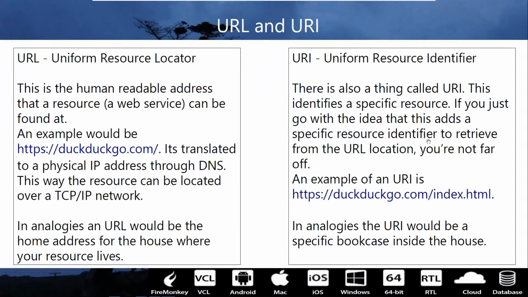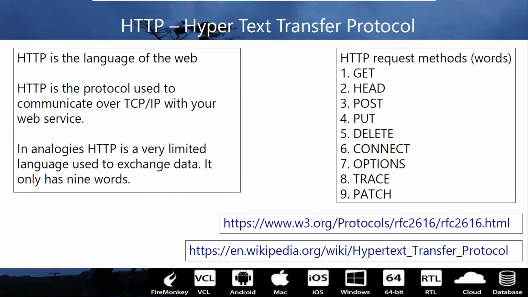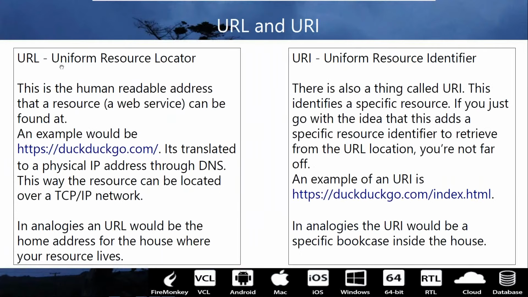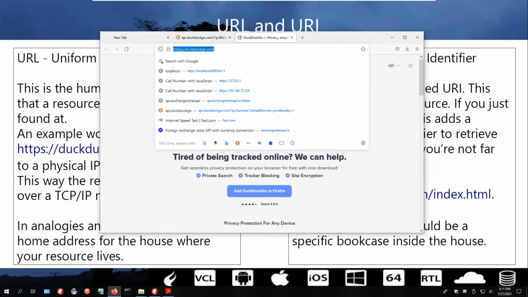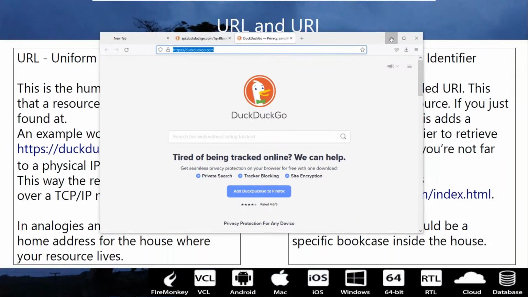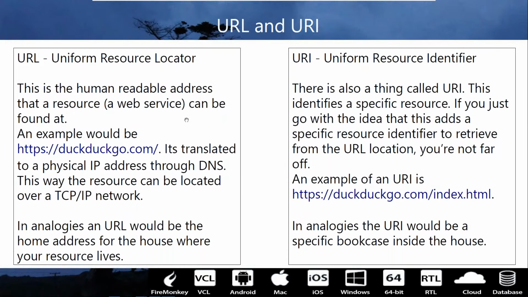Some basic stuff: URL, URI, as well as HTTP. Let's start with a URL. URL is the Uniform Resource Locator. So that's the https://duckduckgo.com here. This is the Uniform Resource Locator. And that's just a human readable address. And if you're familiar with network technology, with TCP/IP, you know that this address is actually translated through DNS, the domain name system, into an IP address. And the IP address is the actual physical address of this server.